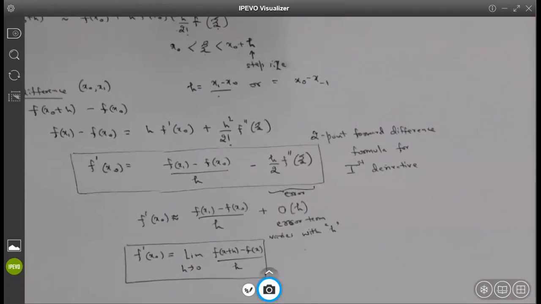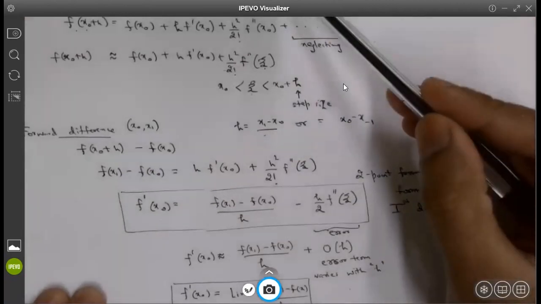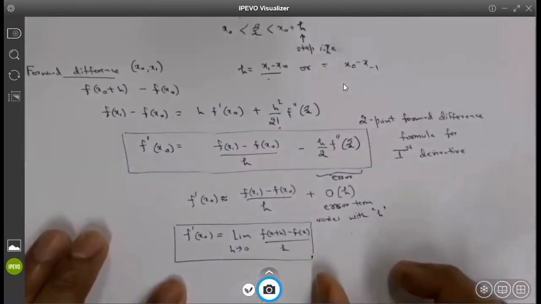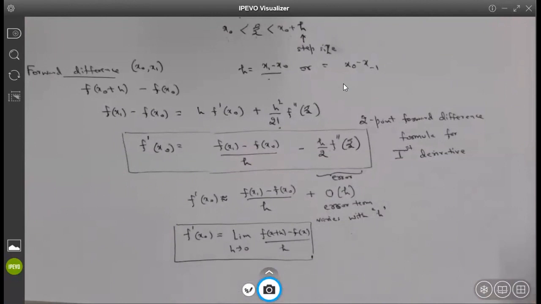So this is basically known as the forward difference formula because I'm using x naught. Let me know if you finish copying this, then I'll try to explain further.